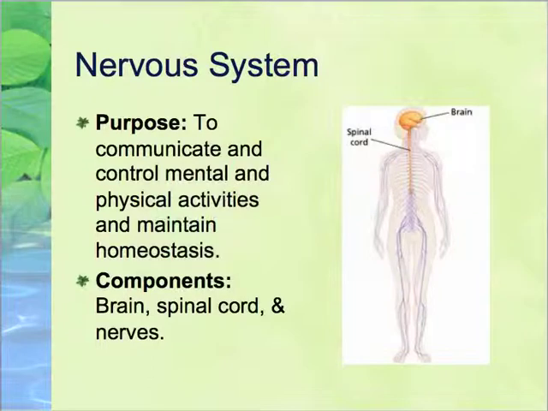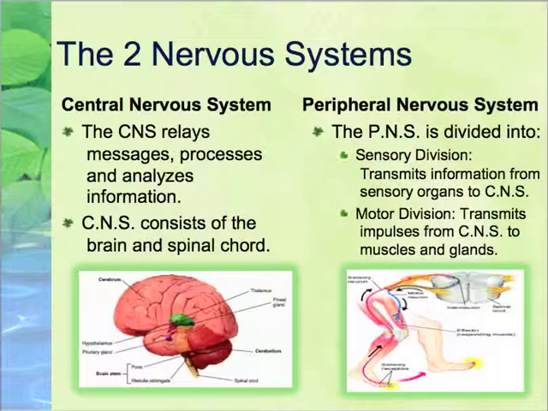The parts of the nervous system include the brain, the spinal cord, and the nerves. But the nervous system really can be divided into two subsystems. The first being the central nervous system. Now, the central nervous system's job is to relay messages and to process and analyze information. The central nervous system is composed of the brain and the spinal cord. So the central nervous system really is housed inside the skull and the spine.